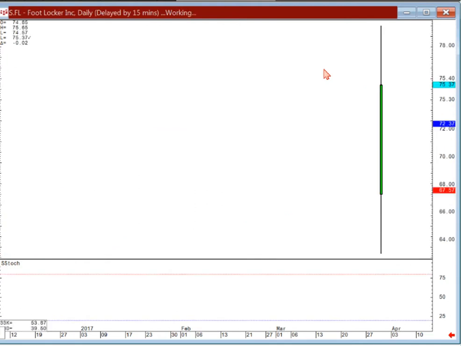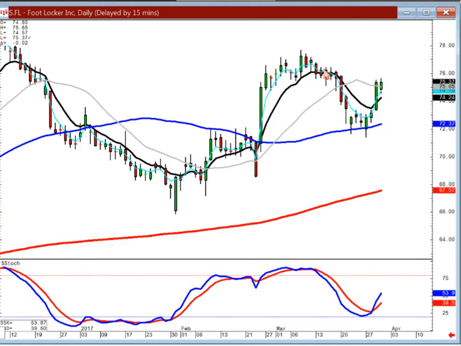Foot Locker, you can buy this one. There's your left-right combo, right smack dab on the 50. Your doji sandwich breakthrough. You can be buying this one on strength. Just use the T line as your stop.